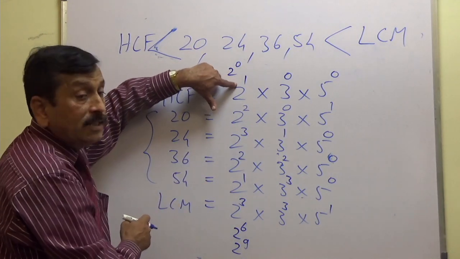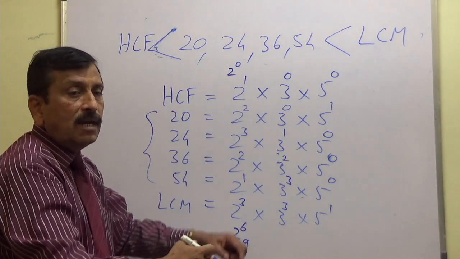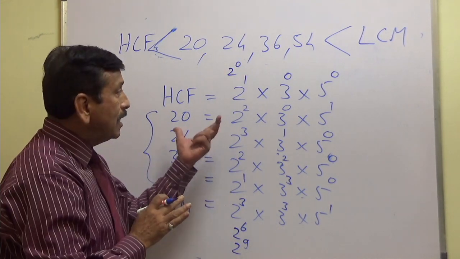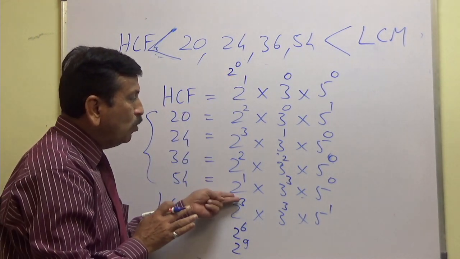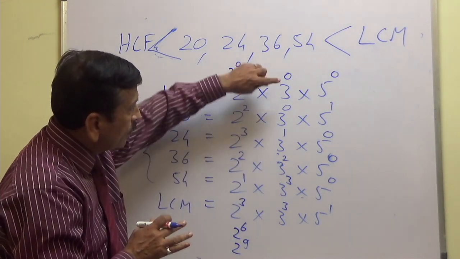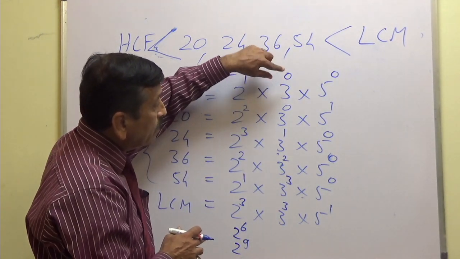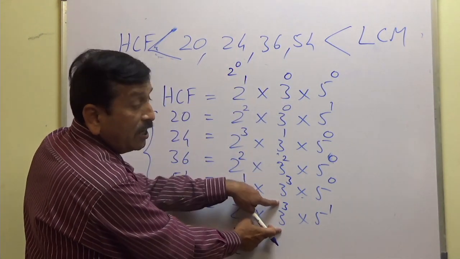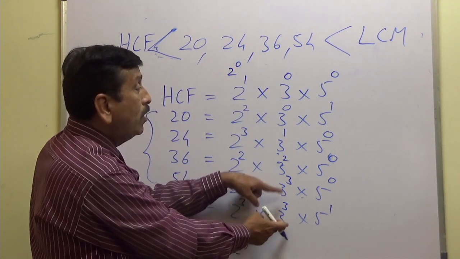2 to the power 1 is highest. So highest among common factors is the highest common factor. This concept is applicable here. Look here: 3 to the power 0 is the highest among the common factors of these, and 3 to the power 3 is the lowest among the common multiples of these.